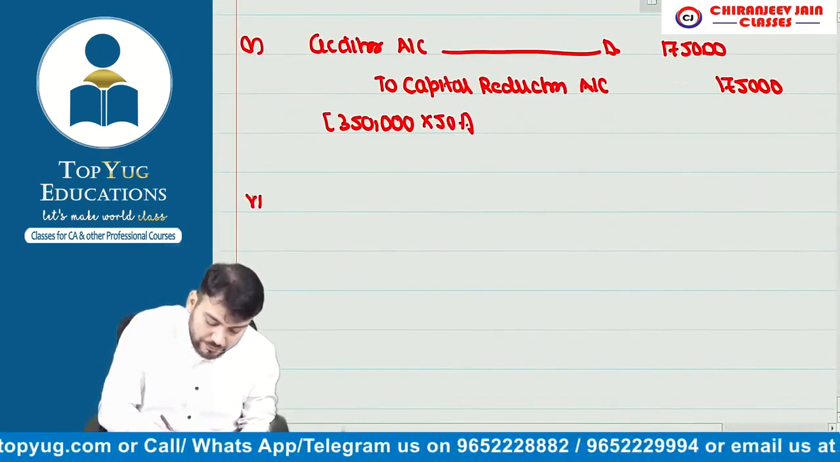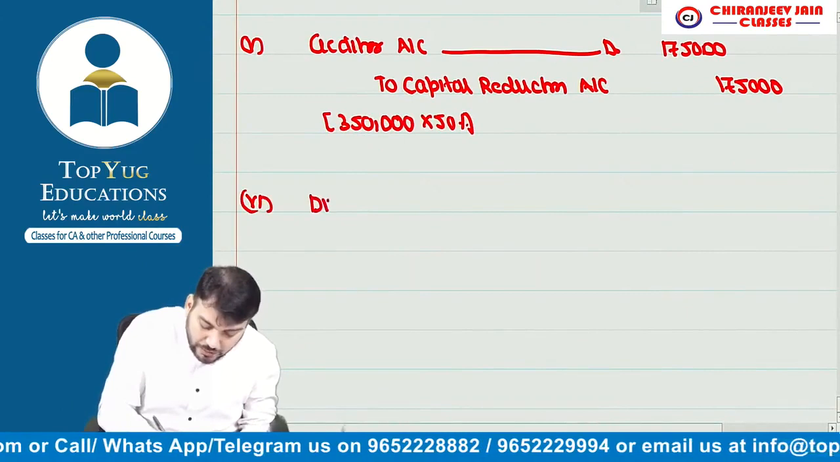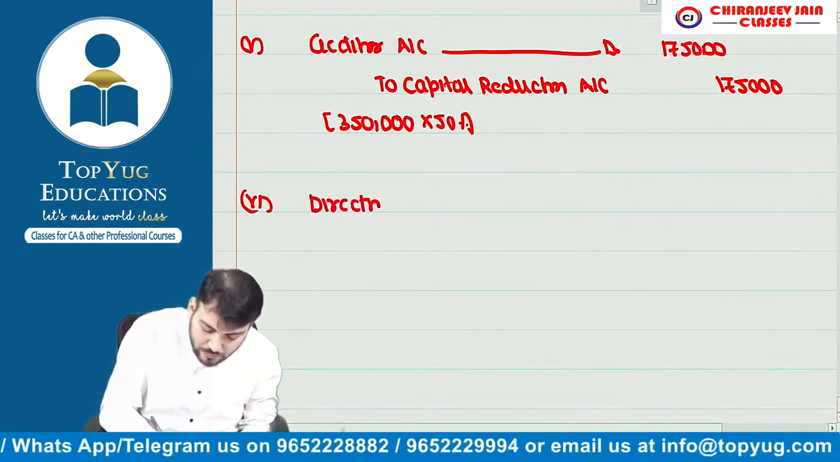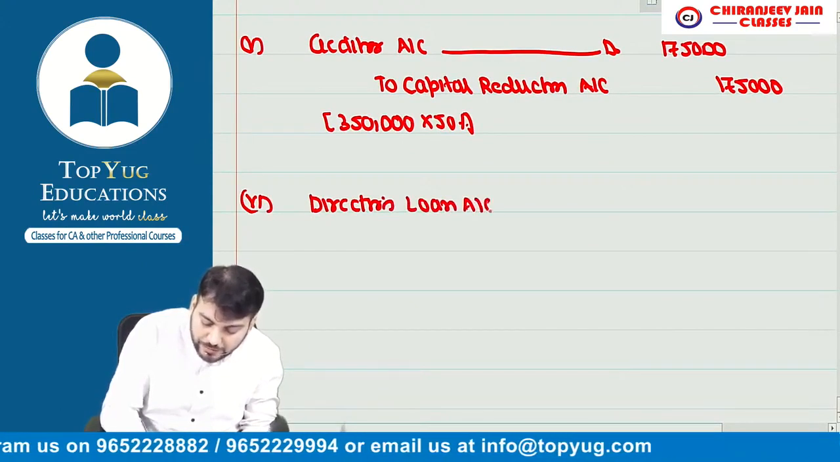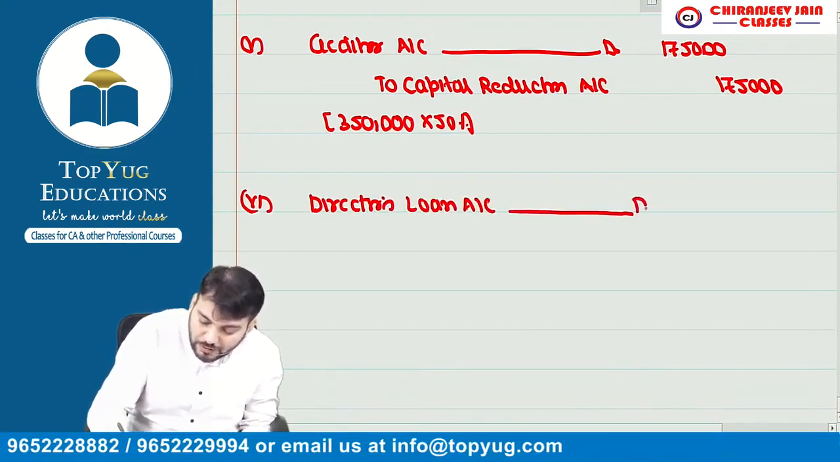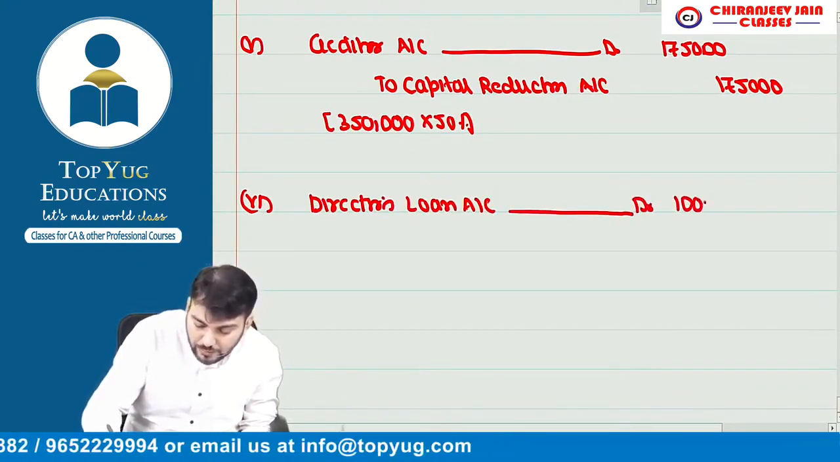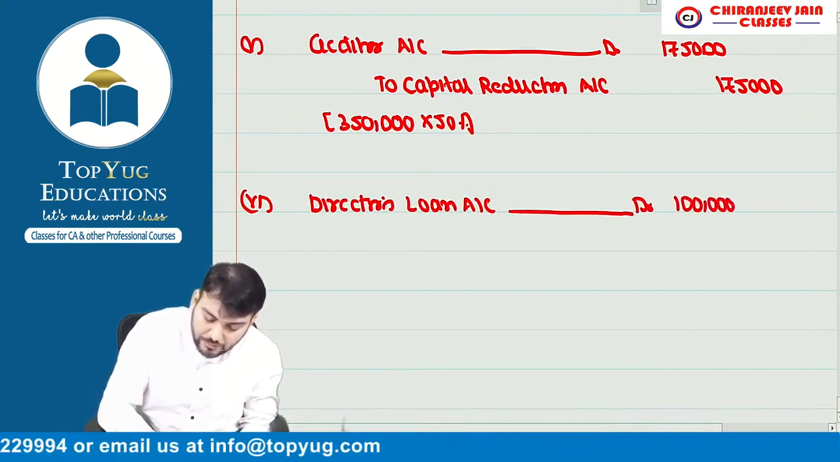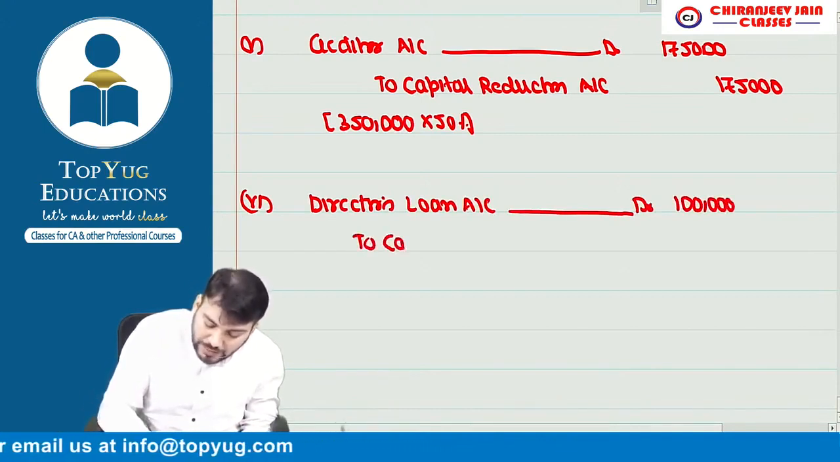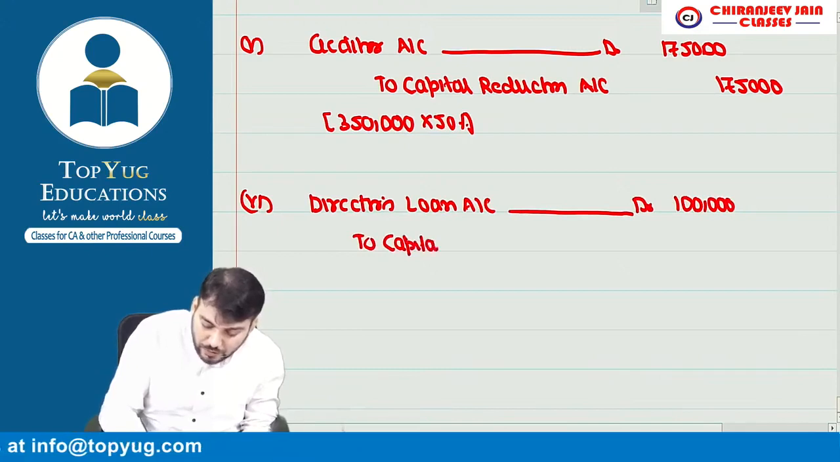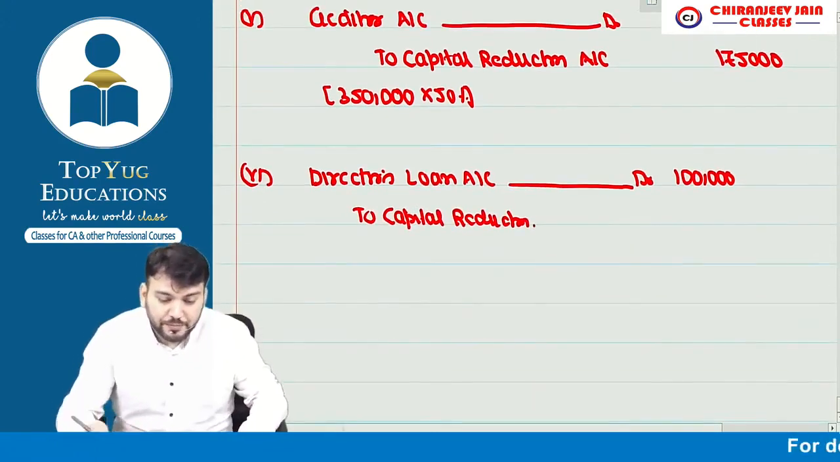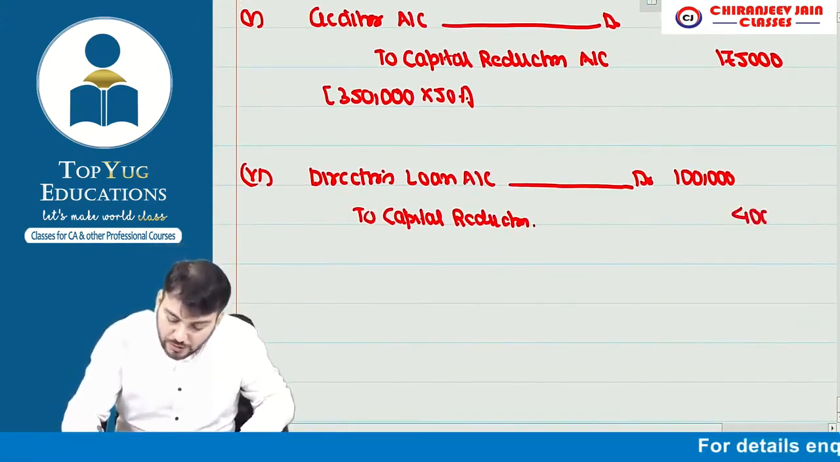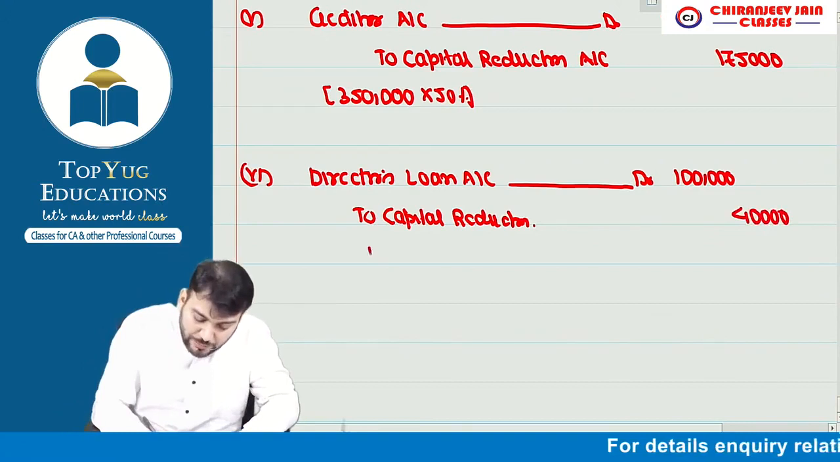Point number 6. Directors loan account debit. How much? 1 lakh. To capital reduction, how much? So 40% will be what? Waived. Correct. 40,000. And to equity share capital.